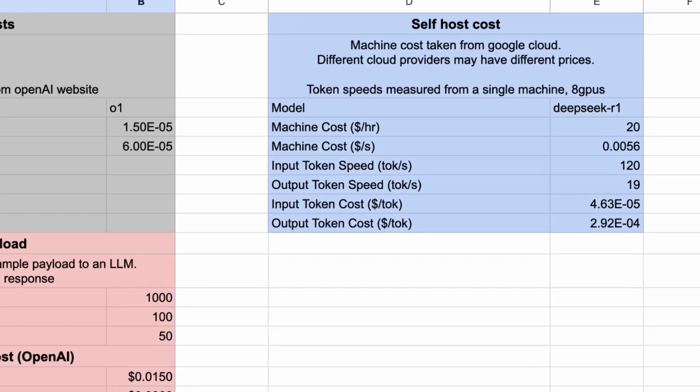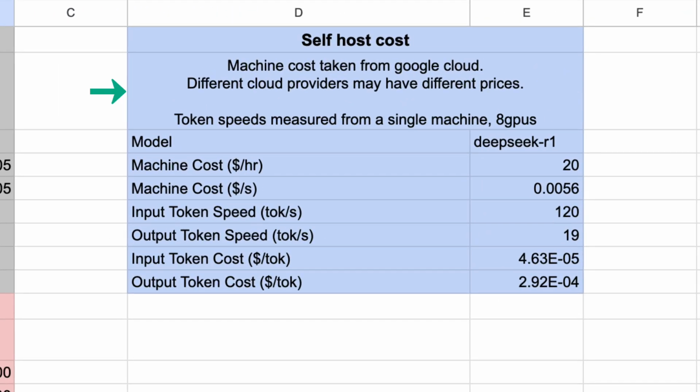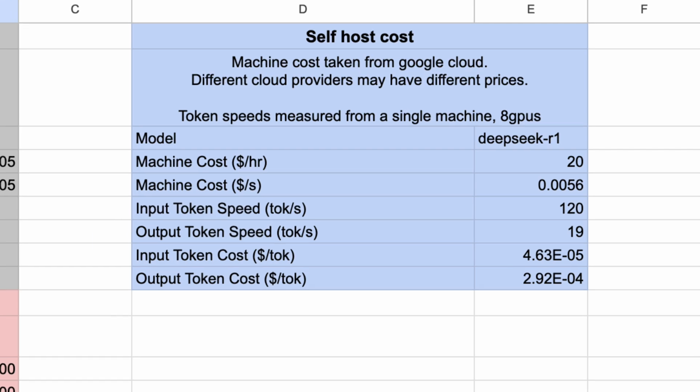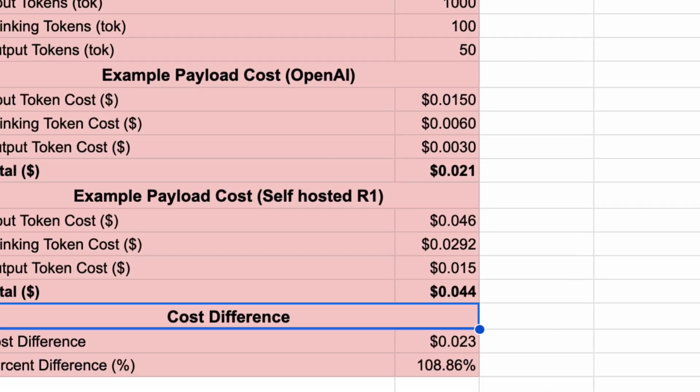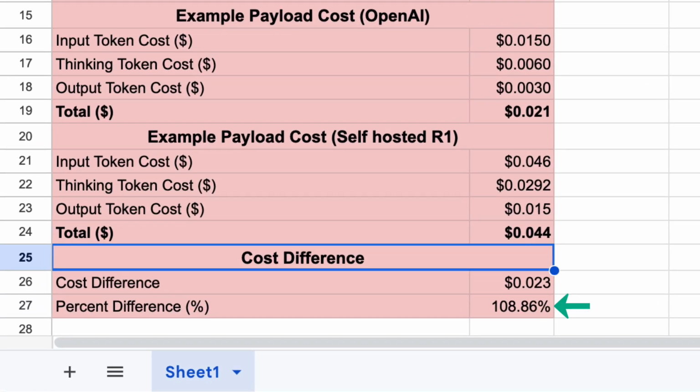There are a lot of variables at play here, but assuming you rent a beefy machine with 8 GPUs from GCP at the rate of $20 per hour for a single hour and are sending and receiving a non-stop stream of prompts and responses, then the cost of using a self-hosted R1 model is about 2 times more expensive than using the OpenAI O1 API.